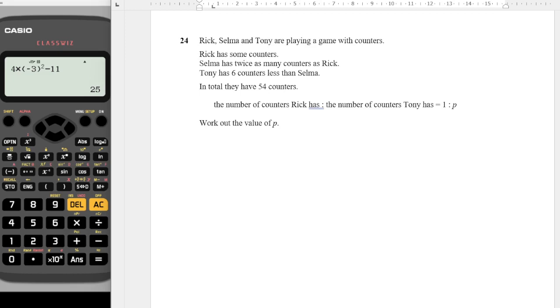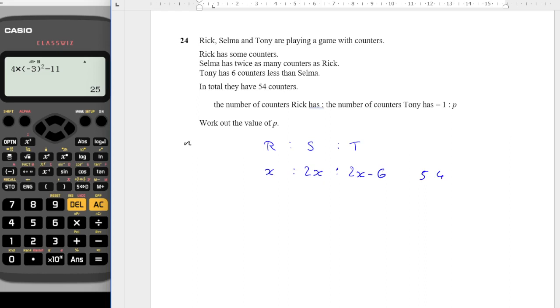Okay, so I'm going to use a ratio to represent it to start with. I'm going to say we've got Rick, S, and T. So we're told that Rick has some counters, so I'm going to call that x. We're told Selma has twice as many, so 2x, and Tony has 6 less, so Tony has got 2x minus 6. Let me just double check that I've got that right. Tony is 6 less than Selma, yeah. Okay, and we're told that in total they have 54 counters, so that's 54.